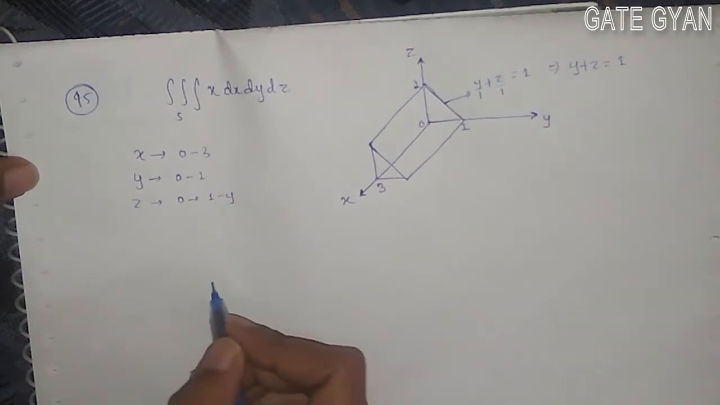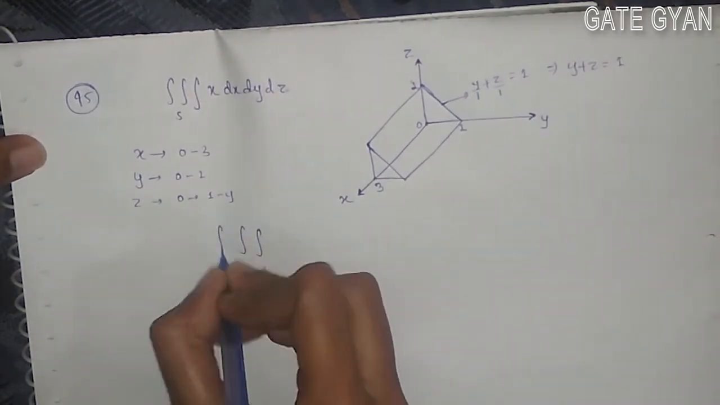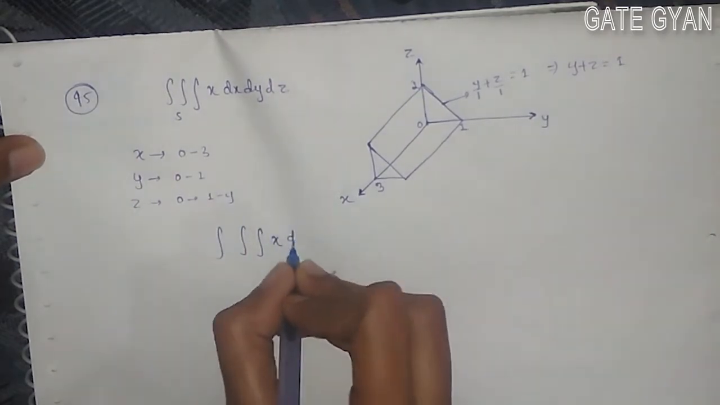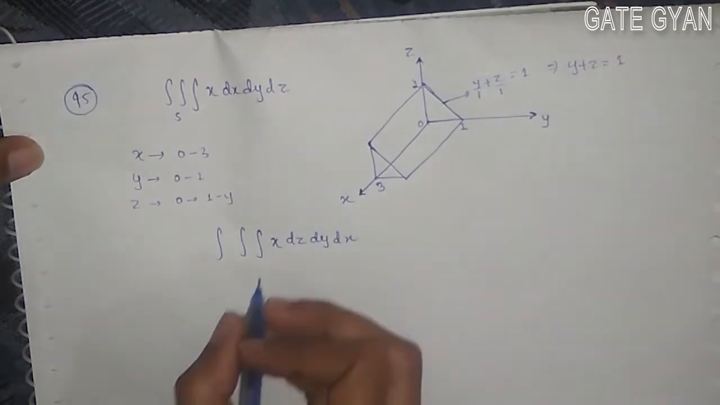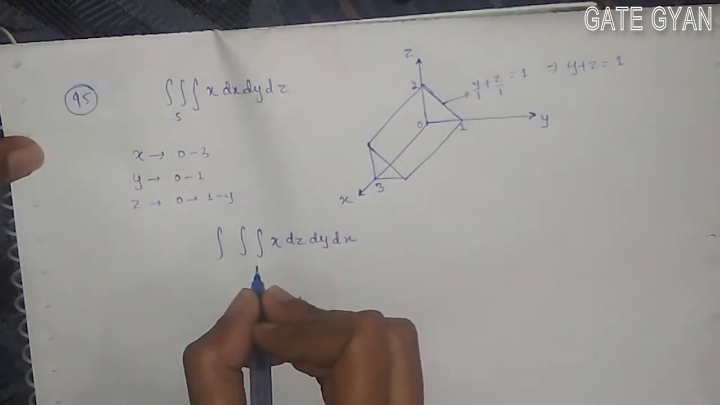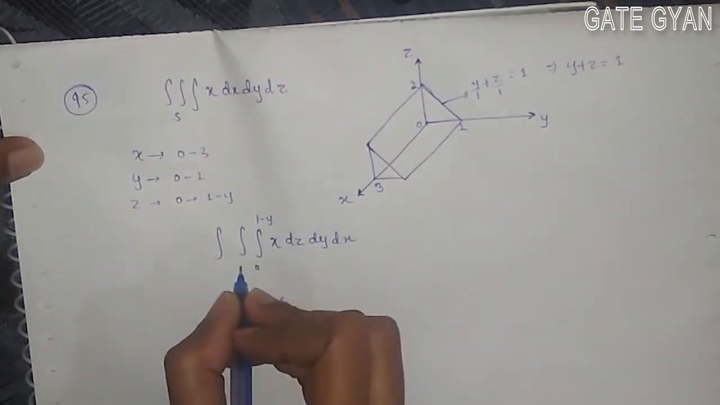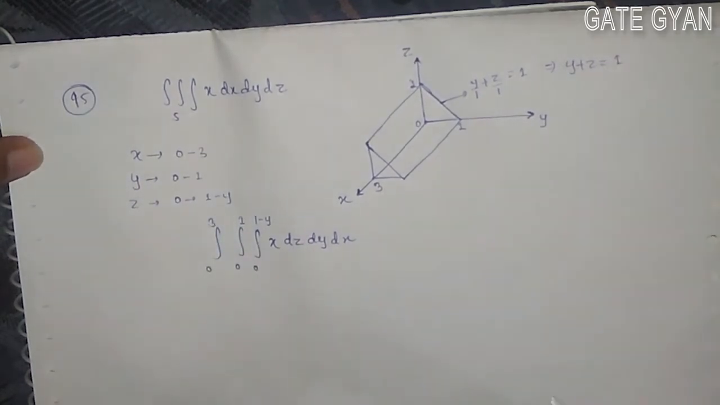So these are our limits of x, y and z. Now we have to just find its volume integral. So we'll write it as x dz, dy and dx. Now the limit of z is going to be 0 to 1 minus y. Limit of y is 0 to 1 and x is 0 to 3.